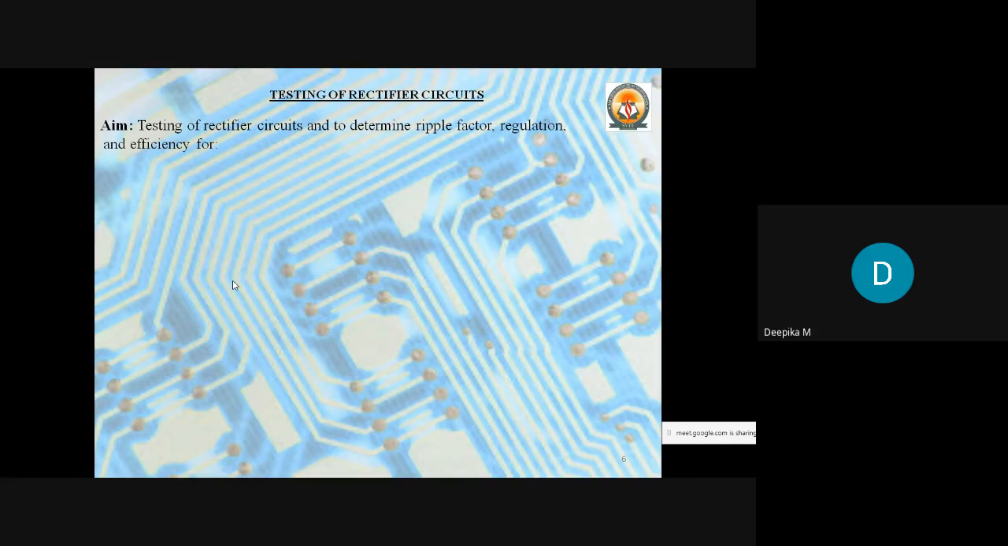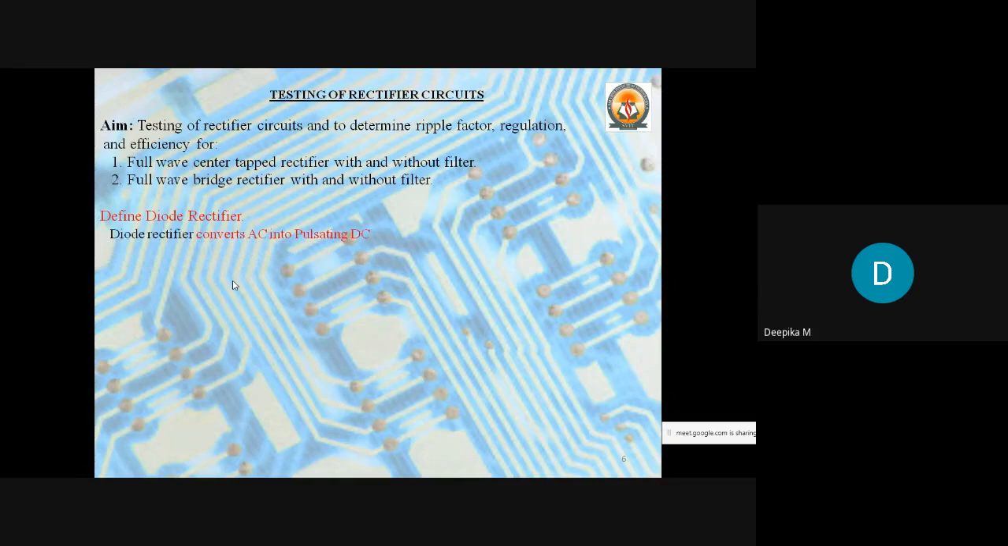And also we are going to determine the ripple factor, regulation, and the efficiency for two kinds of circuit: the full wave center tap rectifier with and without filter, and the full wave bridge rectifier with and without filter. So this is with respect to the aim.